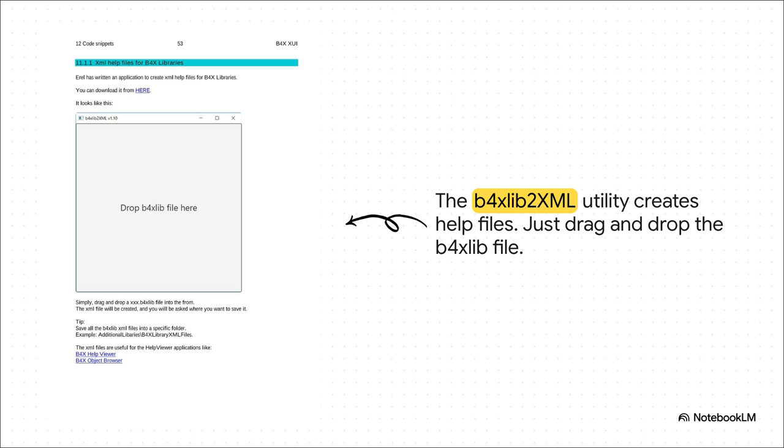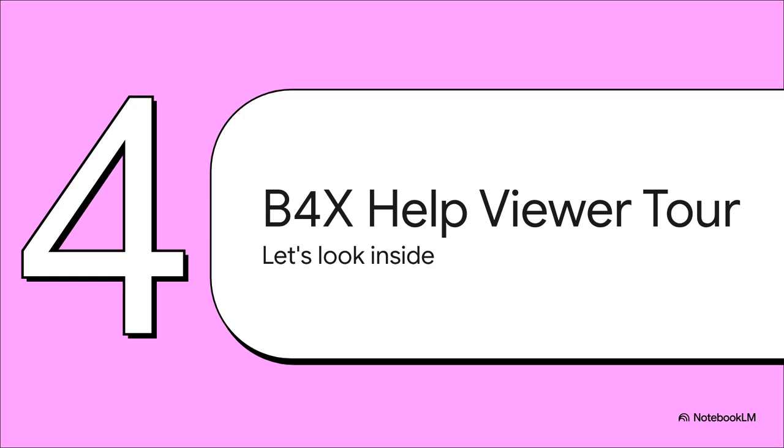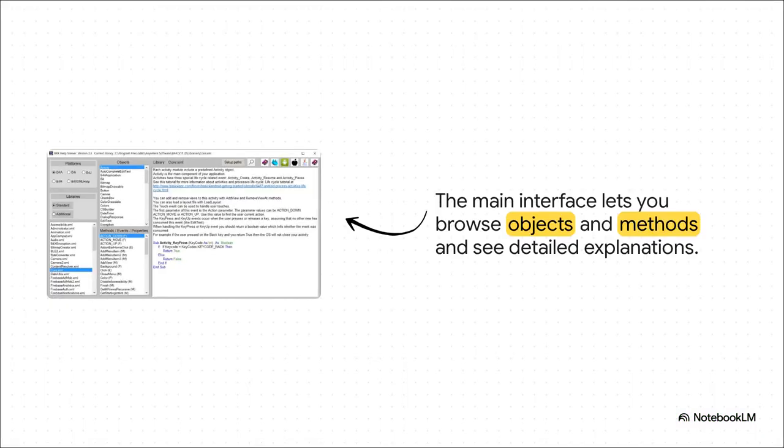It's that easy. Okay, so now that we know how to get all our documentation loaded up, let's take a quick tour of the B4X Help Viewer itself and see how this thing actually works. So check out the layout here. Over on the far left, that's where you choose your platform and your library. That choice then fills up the middle section with all the objects and methods. Then, once you click on one of those, the panel on the right springs to life with all the juicy details, descriptions, parameters, and best of all, actual code examples.